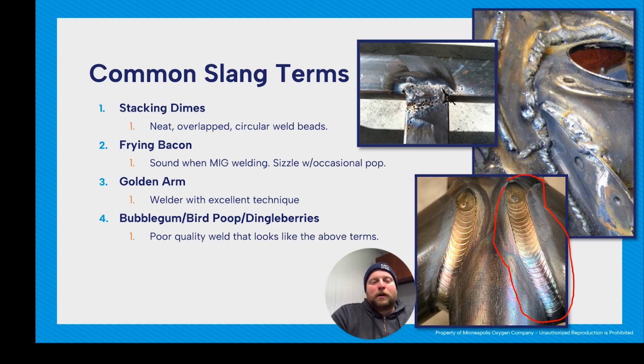Bubblegum, bird poop, dingleberries. So that's a poor quality weld that looks like those things. In this photo up here, that is just nasty looking. And over here, same sort of thing. High crown, a lot of overlap, probably little fusion, bad consistency. Yeah, not very good quality welds.